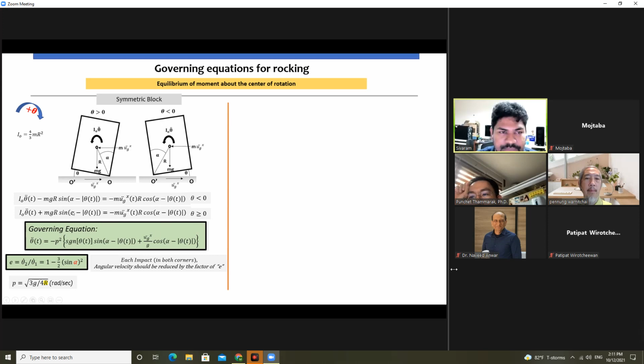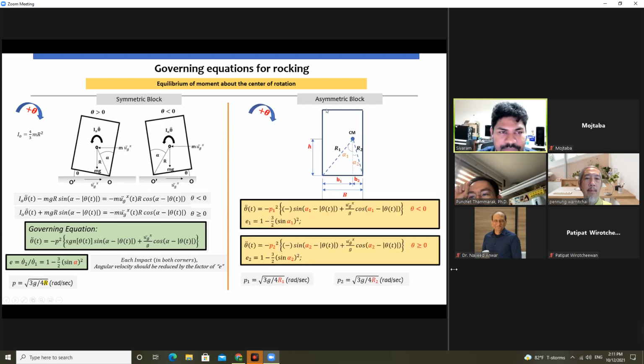Theta greater than the damping parameter. Then for the asymmetric block, the same concept we can apply, but for the case of theta less than 0, we have a different energy loss.